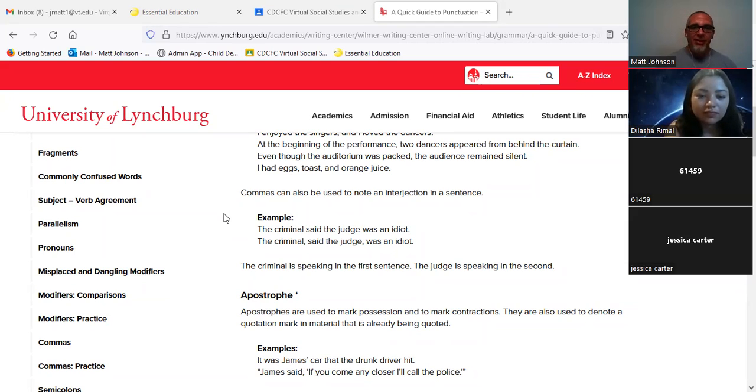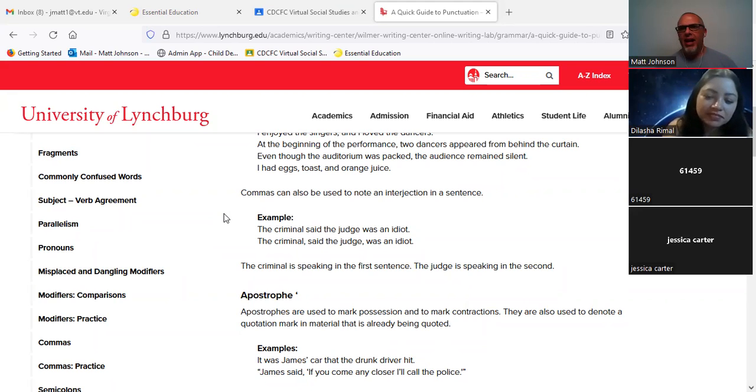That's saying, right, the criminal said that the judge was an idiot. You pop those commas in there: the criminal, comma, said the judge was an idiot. Now it's the judge calling the criminal the idiot. You did not change one word in that sentence, but the placement of those commas changed the entire meaning. That's how tricky punctuation can be.